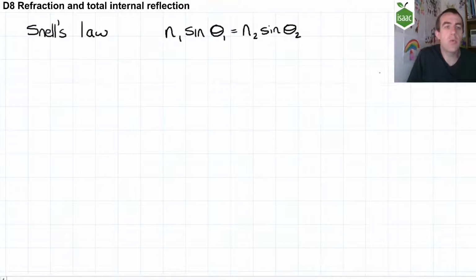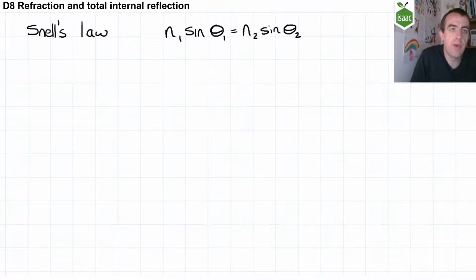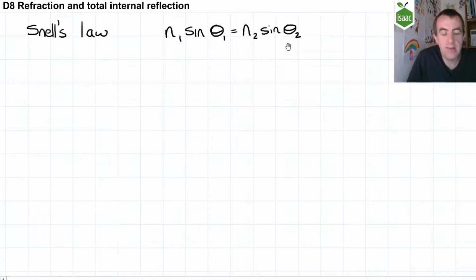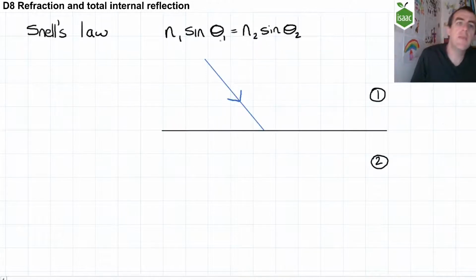This video is about refraction and total internal reflection. And the equation we will be using here comes from Snell's law: n1 sine theta 1 equals n2 sine theta 2. Imagine we have an interface between two different media here.